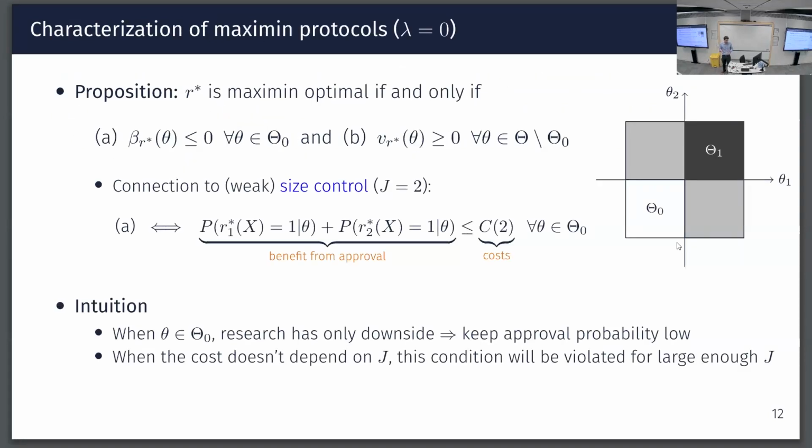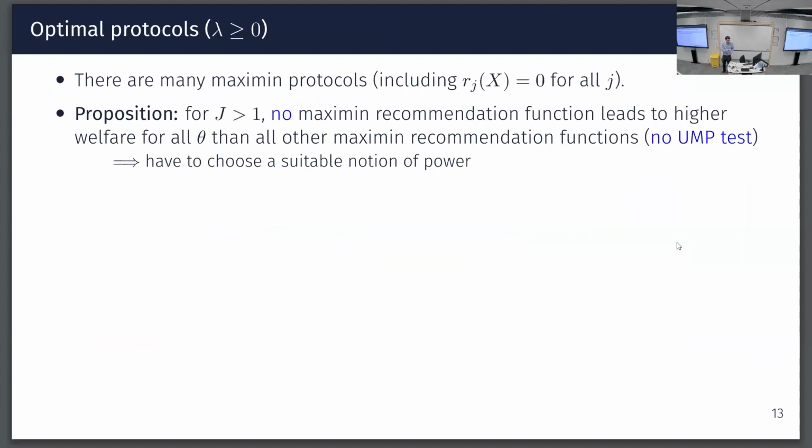So far we have basically provided a formalization of the max-min solution. So now let's consider how we can select within this class of max-min solutions. And the main issue is that the class of max-min solutions is very large. So I'm going to give you one example of a max-min optimal solution, which is going to be always 0, so you never reject any null hypothesis. This is going to be max-min optimal, but in some sense it's not something that we would like to select from this class.